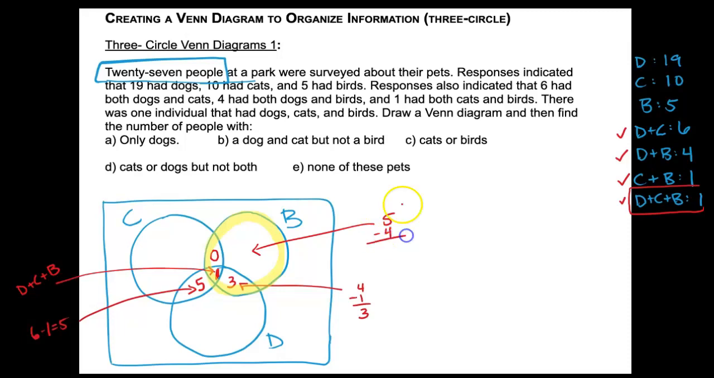So I'm just going to take off 4 from 5, and that leaves me 1 left over. Then always double check that you have 5 in the bird circle. So 1, 2, 3, 4, 5. That gives me 5, and that checks out.